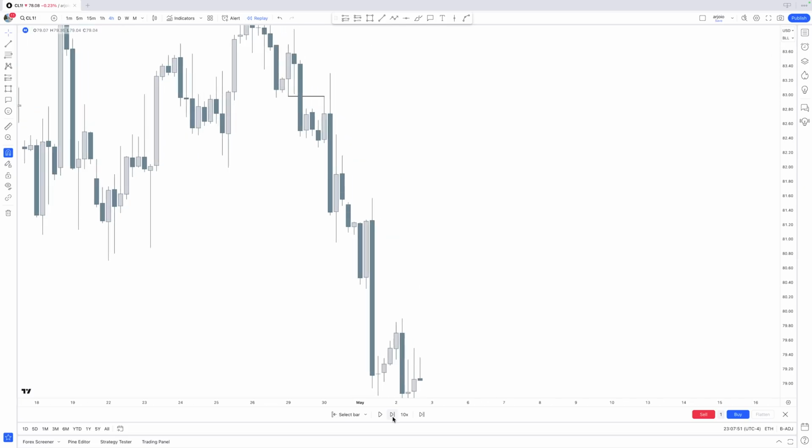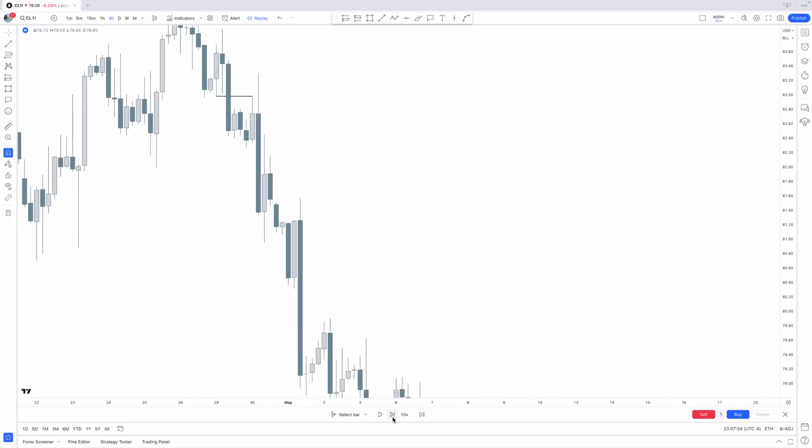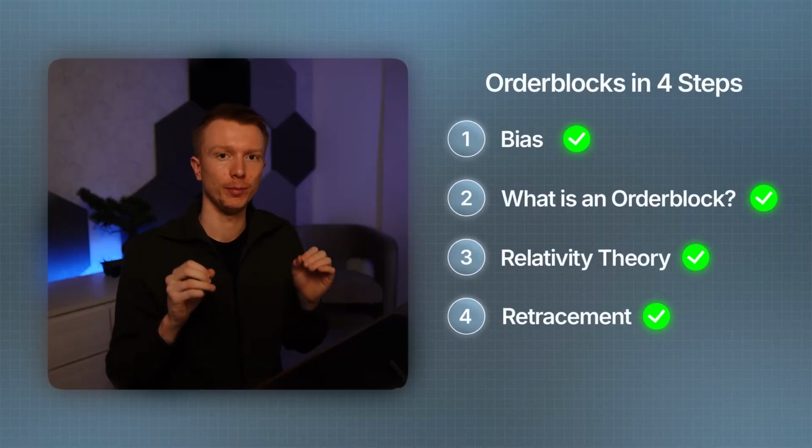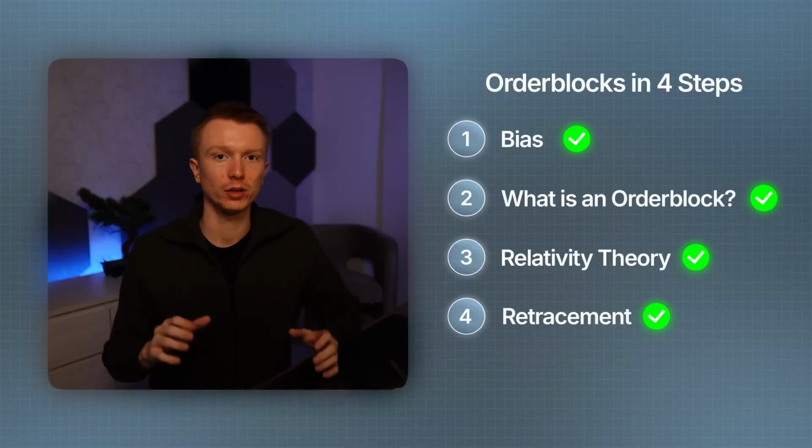And we see that those order blocks told us a story as well. They told us a story of that bias. It's again our job to simply understand the story. This is arguably the most important understanding when it comes to order blocks.